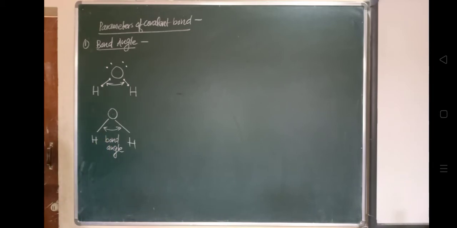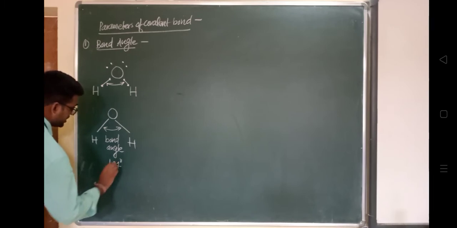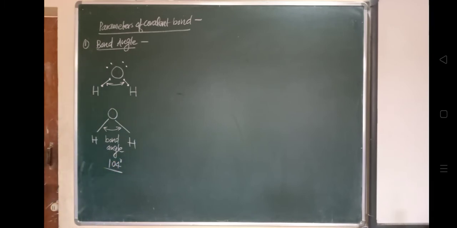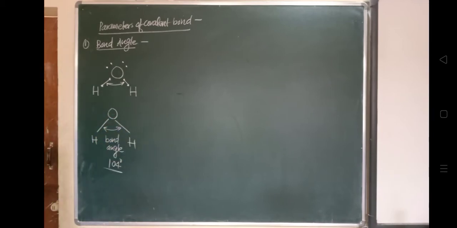How can we say that? These are two OH bonds. One OH bond is this and another OH bond is this. So the bond angle between these two OH bonds is 104 degrees. Bond angle can be determined experimentally. Now how to determine bond angle? It is determined experimentally, with the help of experiments.